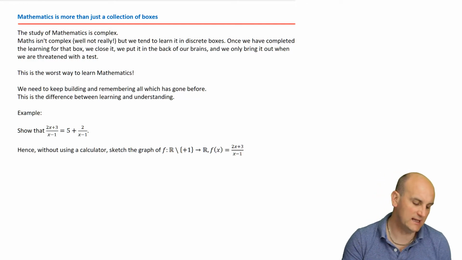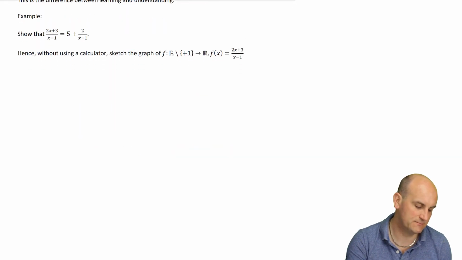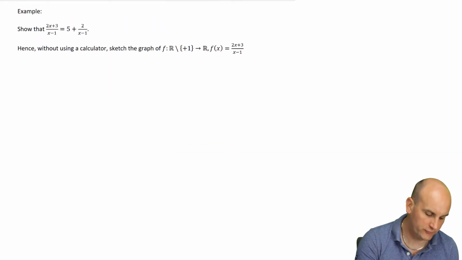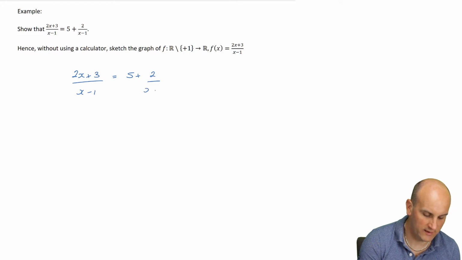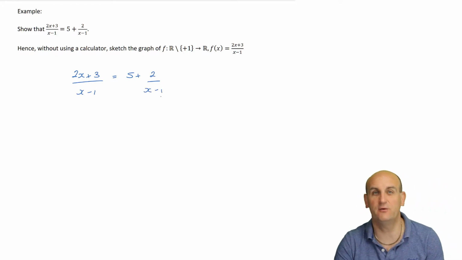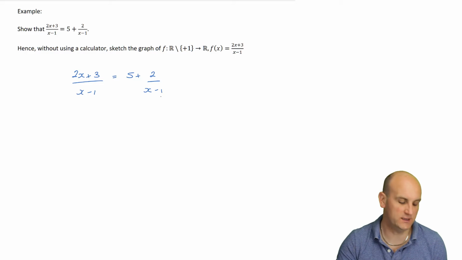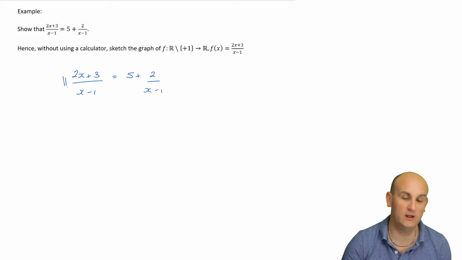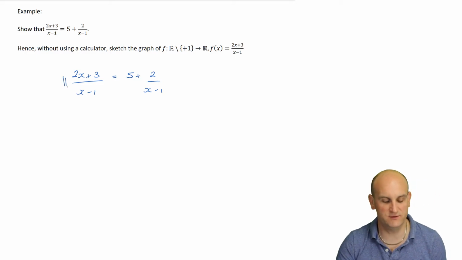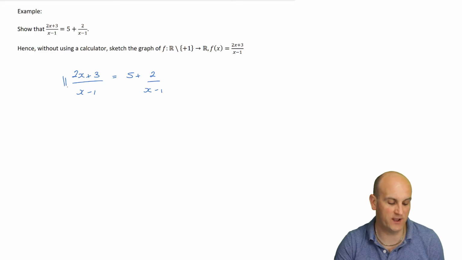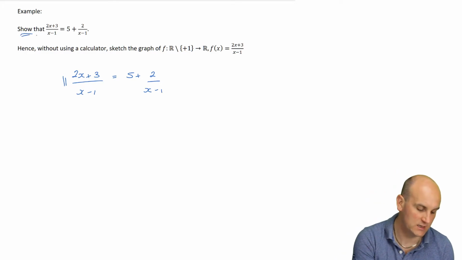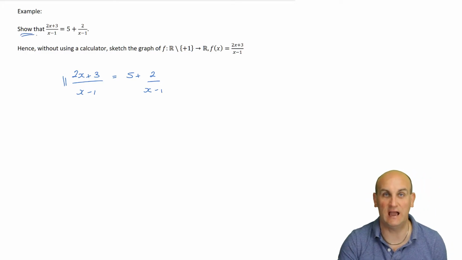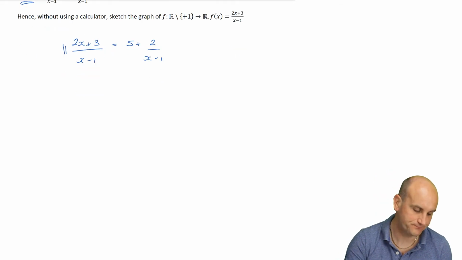So this is a question here that says, basically, show that 2x plus 3 on x minus 1 is the same as 2 plus 5 on x minus 1. Now, how on earth are we going to do this? Well, first things first, you're turning one fraction into 2, and the only way you're going to be able to do that is through division. Now, there's lots of ways of dividing, but because the question says show that, you actually physically have to show it. You have to do the stages.